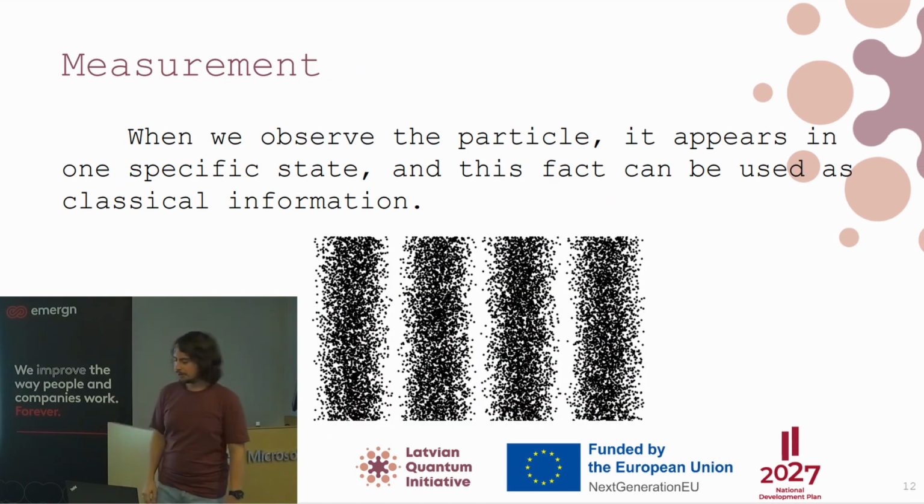And if we have a superposition, we're not certain where it is, but when we do a measurement, if we observe the particle, so if you look at the particle, it will appear at some exact point. If you don't look at it, it's not certain.